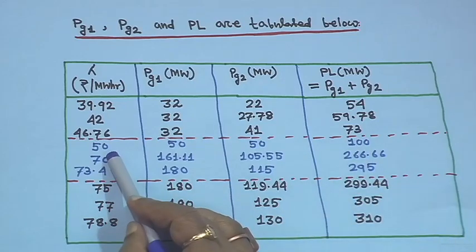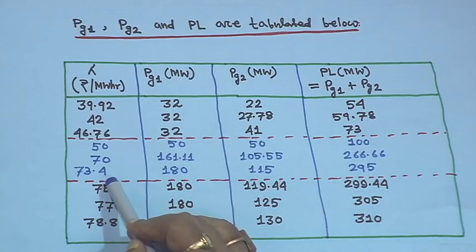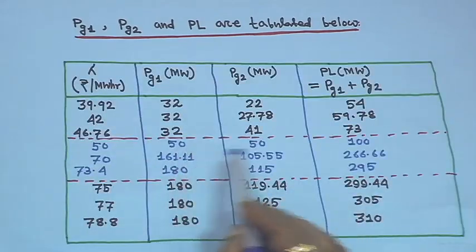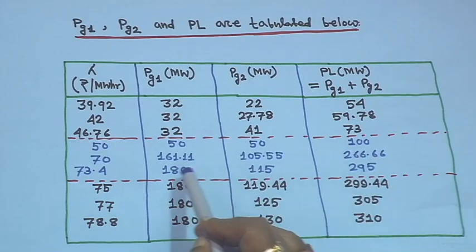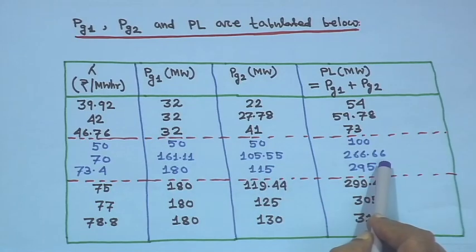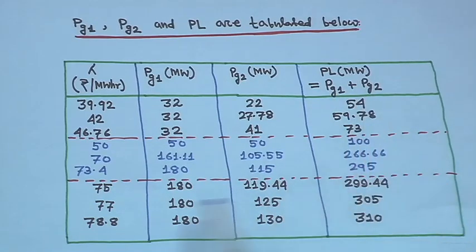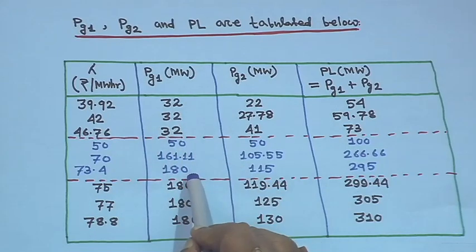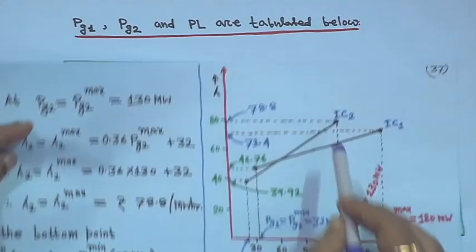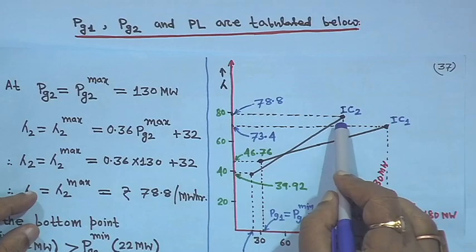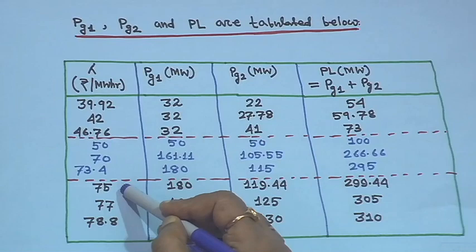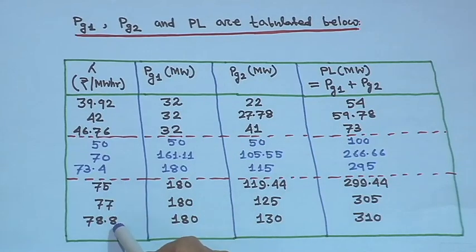Similarly, when lambda is 50, 70, up to 73.4, that is the limit I have come to, Pg1 is 50, Pg2 is 50, it is 100, and when it is 70, it is 161.1 and 105.55, total 266.66, where PL is equal to Pg1 plus Pg2. When it comes to 73.4, Pg1 is fixed and Pg2 is 115, total 295. Now, beyond that unit 2 only will take care of this load, with further increase, till it reaches its maximum limit. So, that is why I have taken 3 values: 75, 77, 78.8.